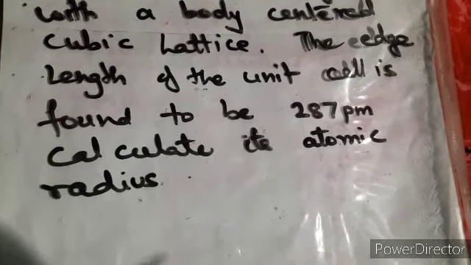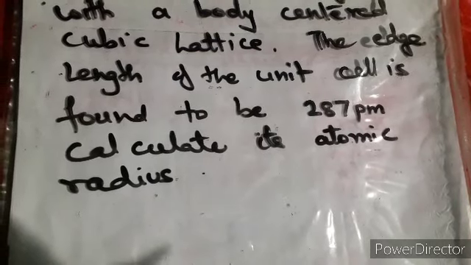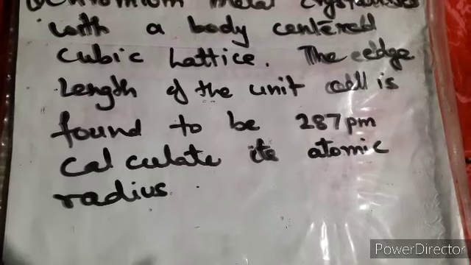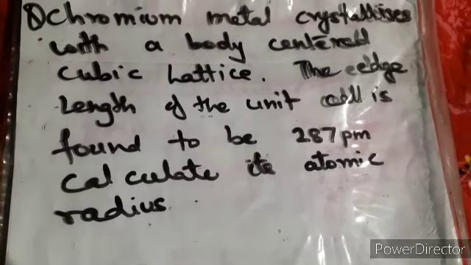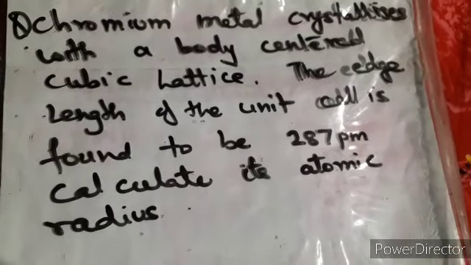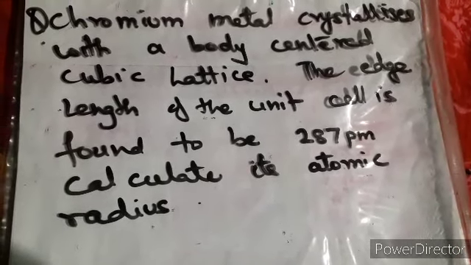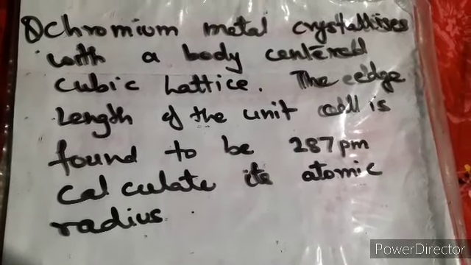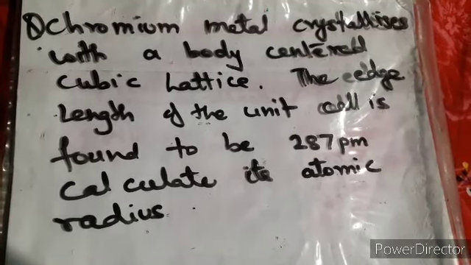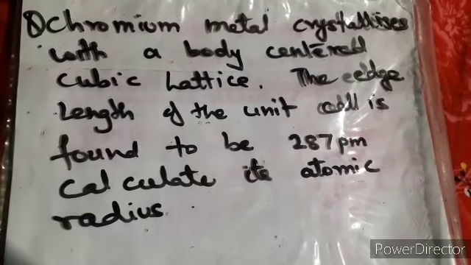Now I am writing over here atomic radius, but in my formula statement I wrote radius of an atom. Both things are the same, so please don't get confused by the language. What you have to do is simple. They have given you the edge length, a value is given, and you have to calculate the radius. They have mentioned that this crystal is of chromium, and you need its type of lattice or space lattice.